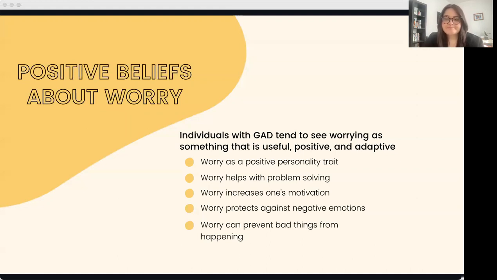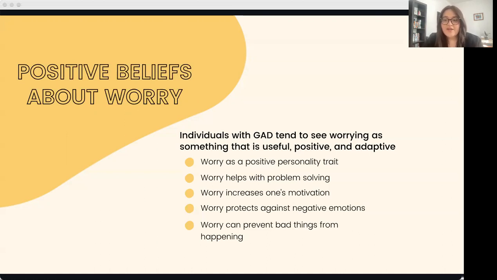And lastly, this is the more superstitious belief that we see in generalized anxiety: the idea that worrying can prevent negative outcomes and other bad things from happening. Basically, the action of worrying in and of itself can decrease the likelihood of something bad happening.